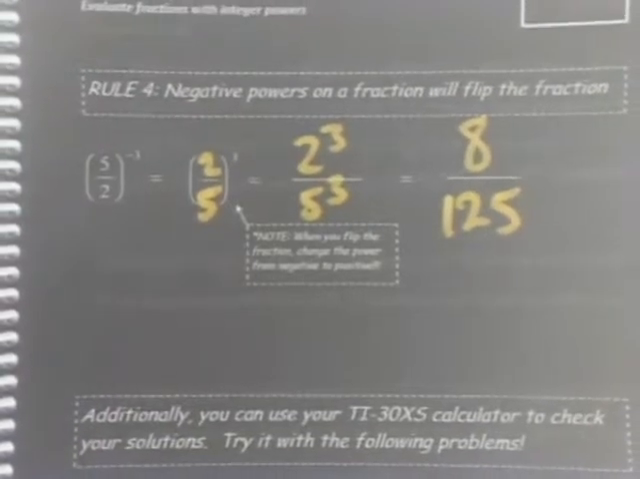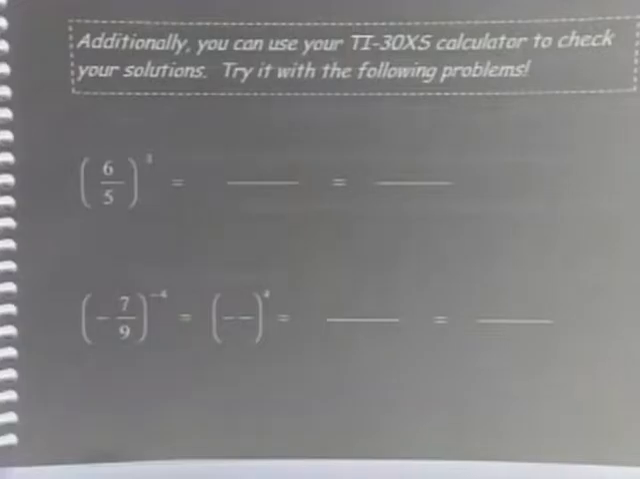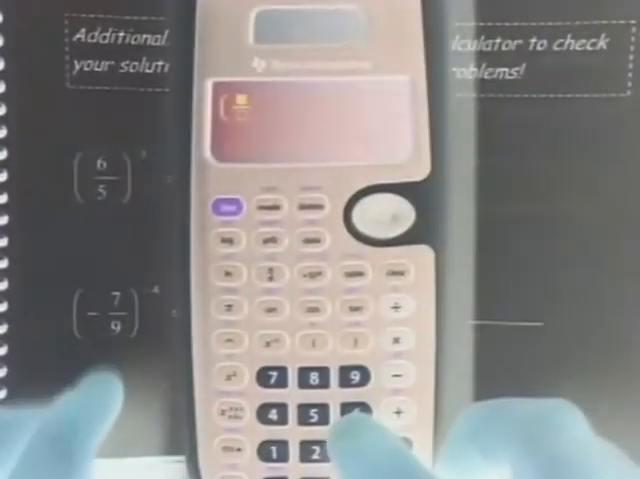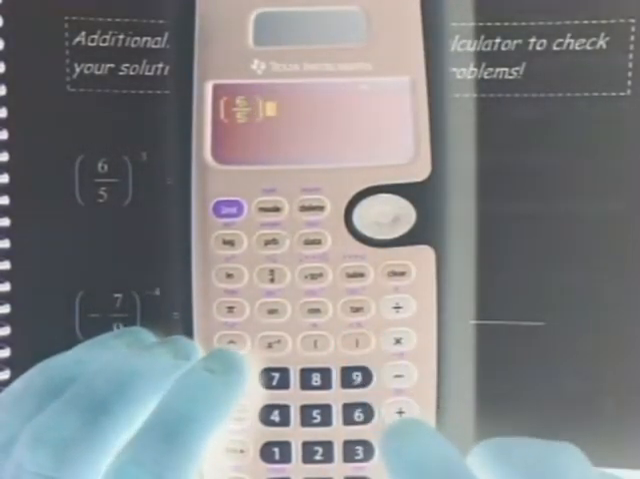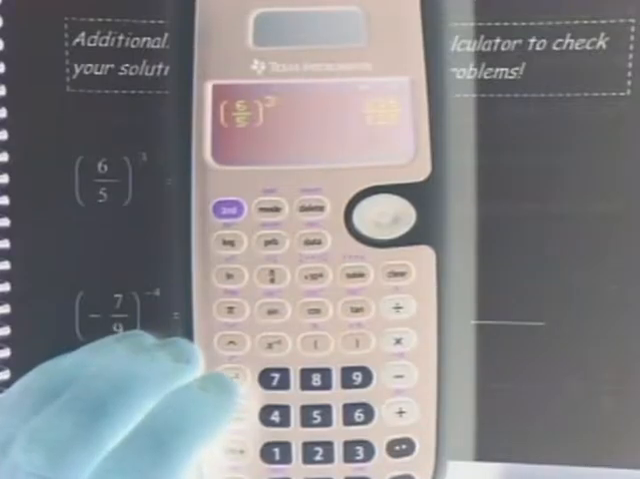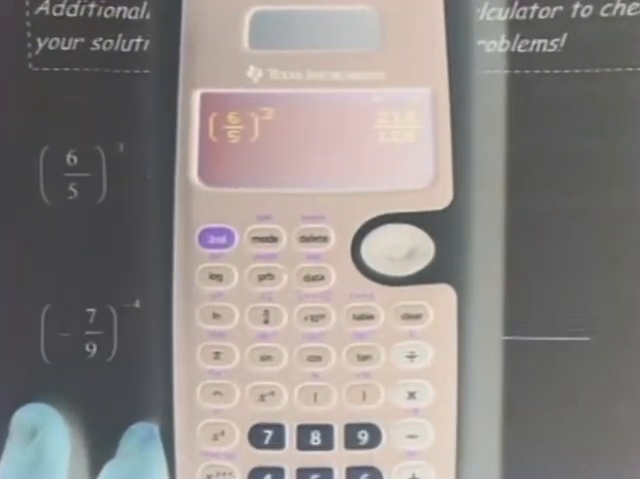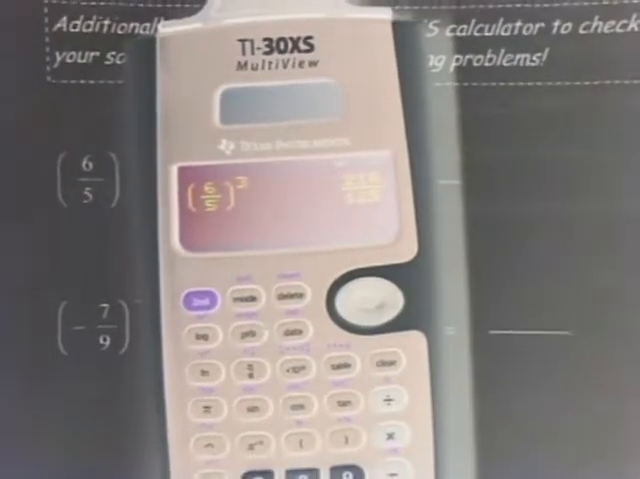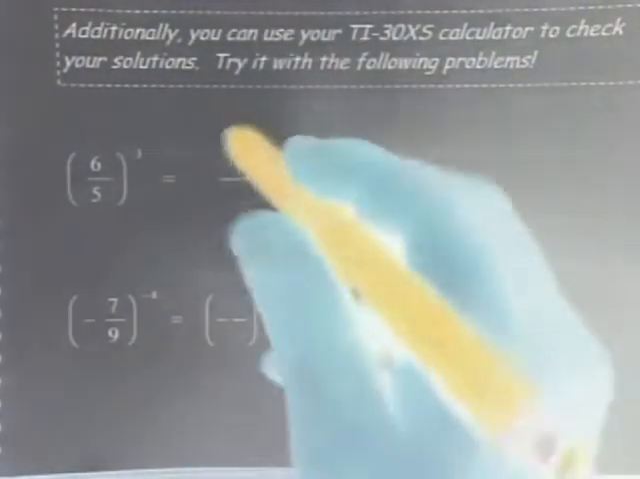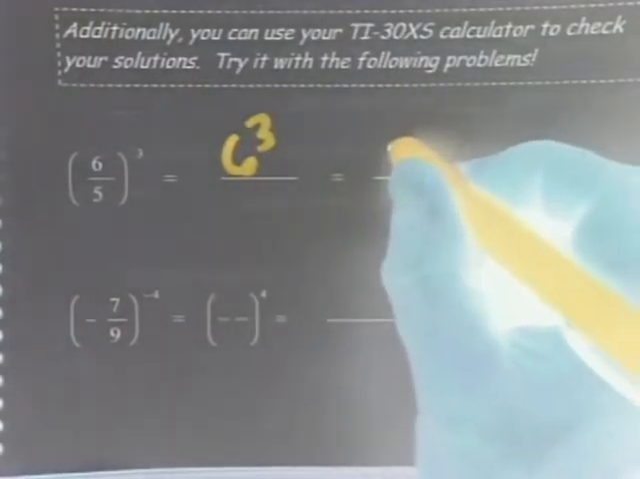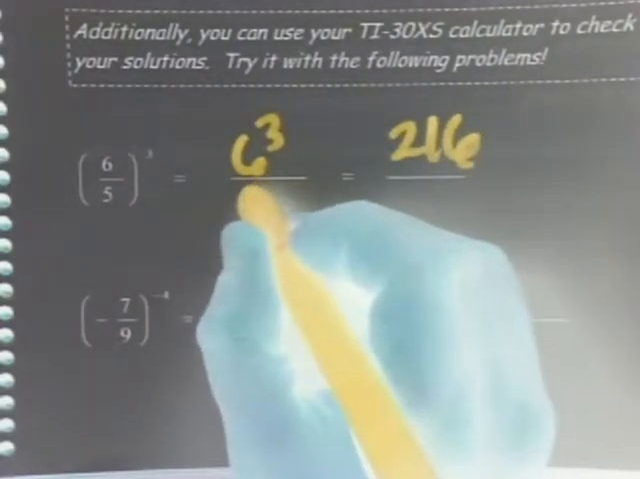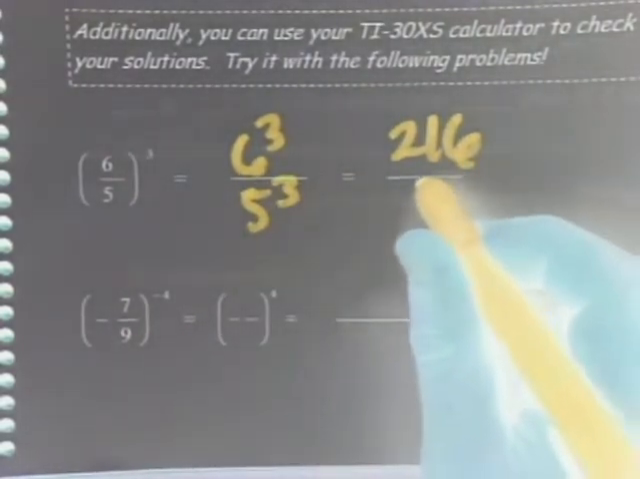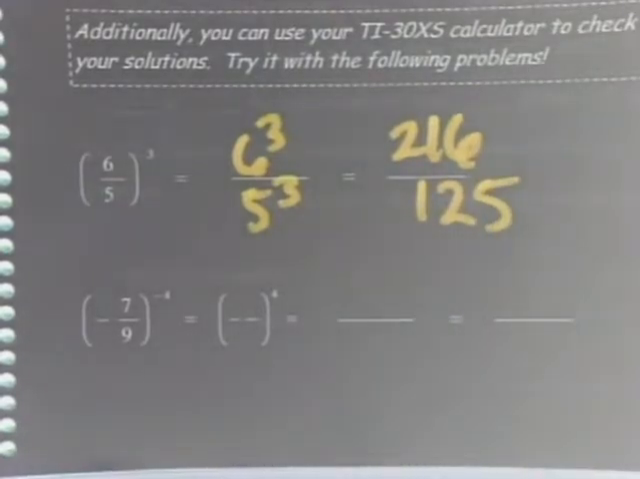All right. Additionally, sometimes when you have a problem like this, you can just put it into the calculator. So put 6/5 to the 3rd power, and you get this: 216 over 125. Now think, how are they getting the 216 and the 125? Because 6 to the 3rd is 216. And 5 to the 3rd is, as we just said, 125.